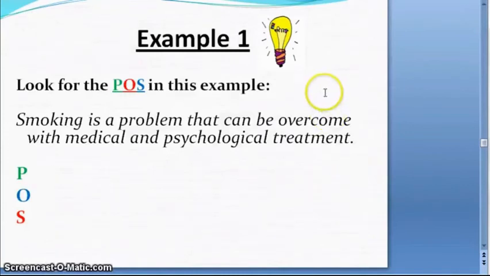Here's one example that uses this strategy and sentence frame. Smoking is a problem that can be overcome with medical and psychological treatment. You look at the example. What's the problem? What is the overcome? And what is the solution or strategy that's provided? Take a moment and just see if you can figure out which one is which.